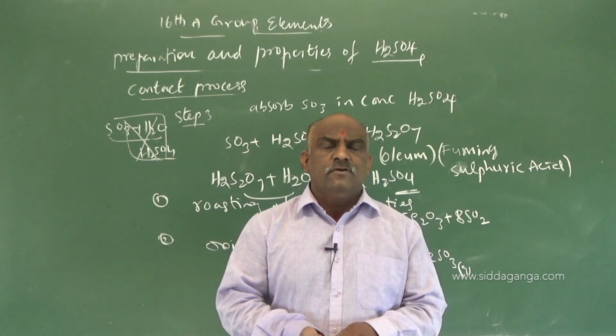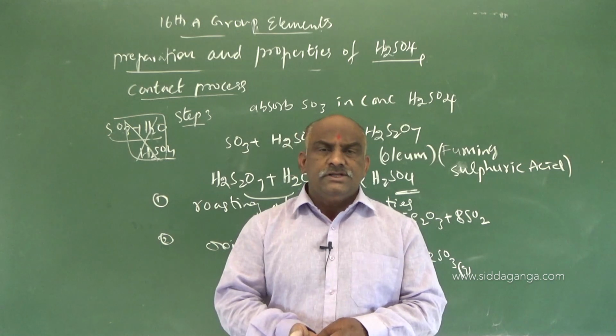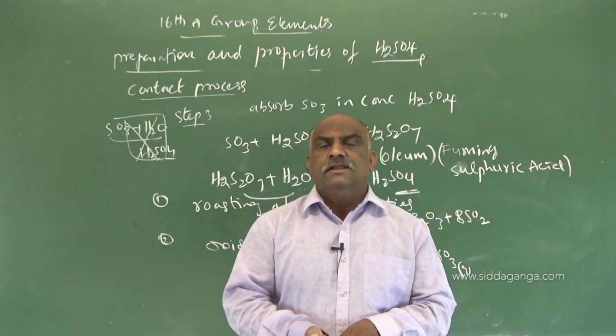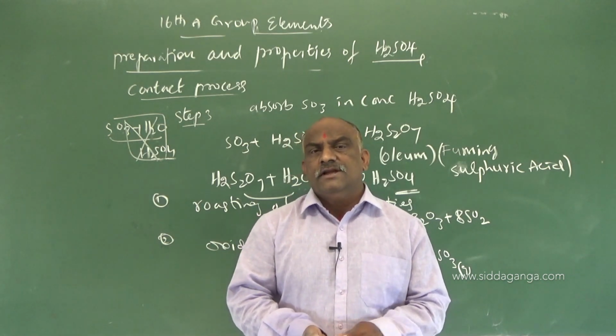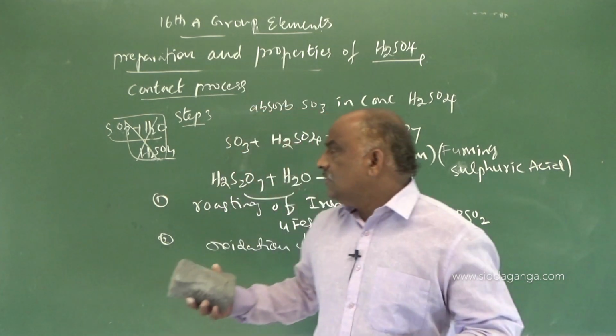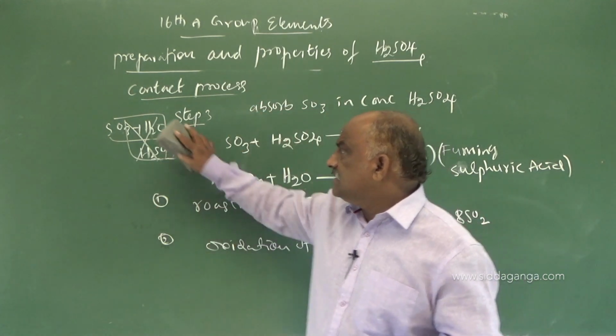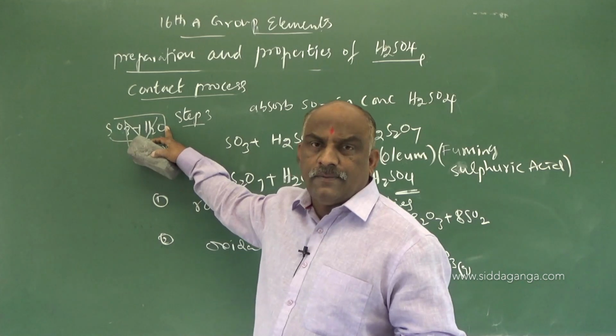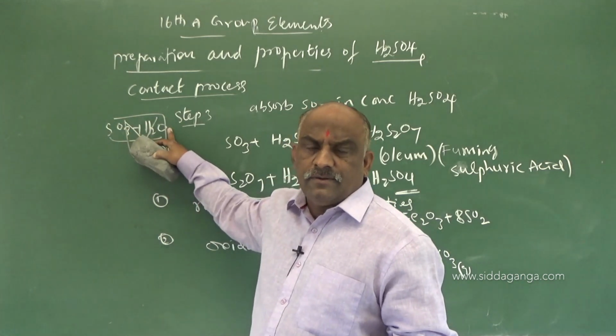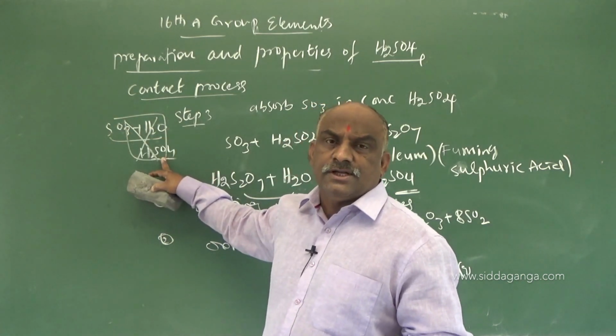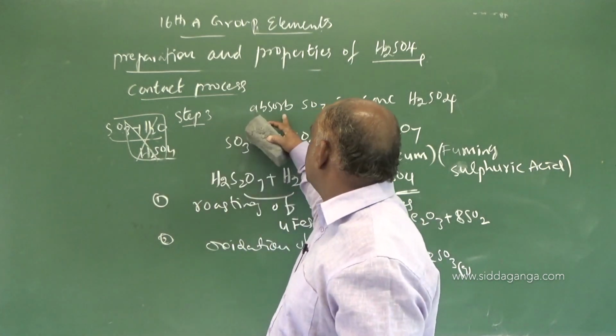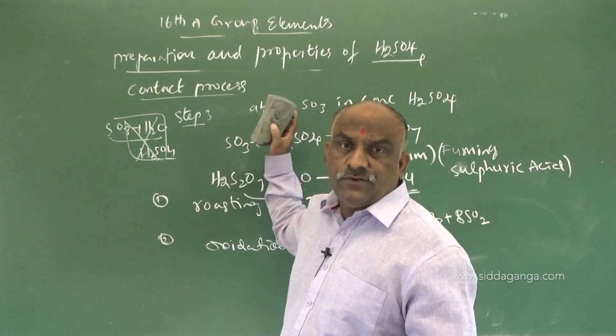Sulfuric acid is an example of a very strong acid. So what are the chemical properties of sulfuric acid, and what are its uses? Now we will discuss. Make a note, my dear students: SO3 is not absorbed in water. What is the reason? Explosion takes place. Due to that, SO3 is absorbed only in concentrated sulfuric acid.